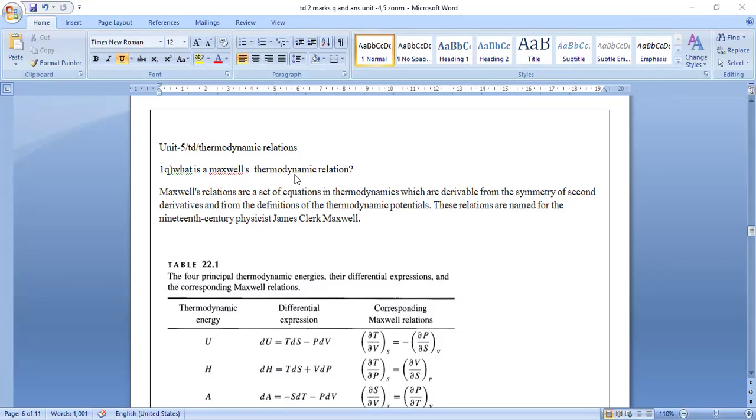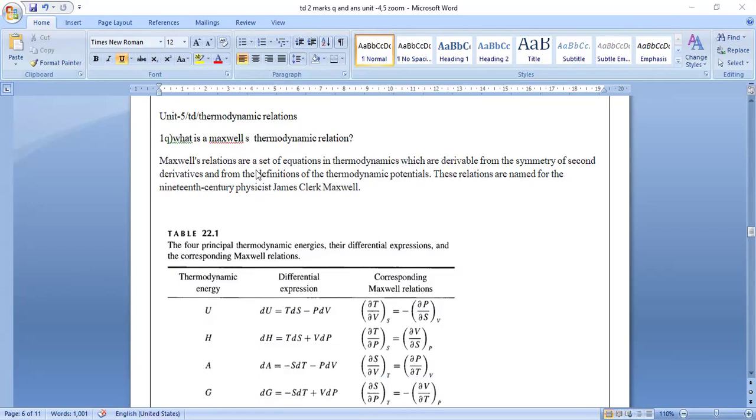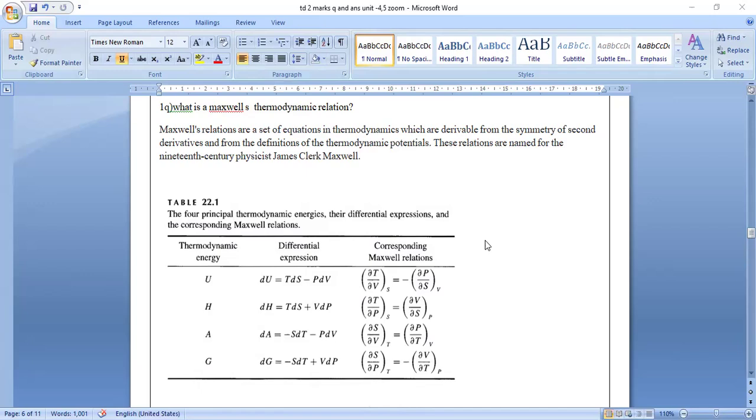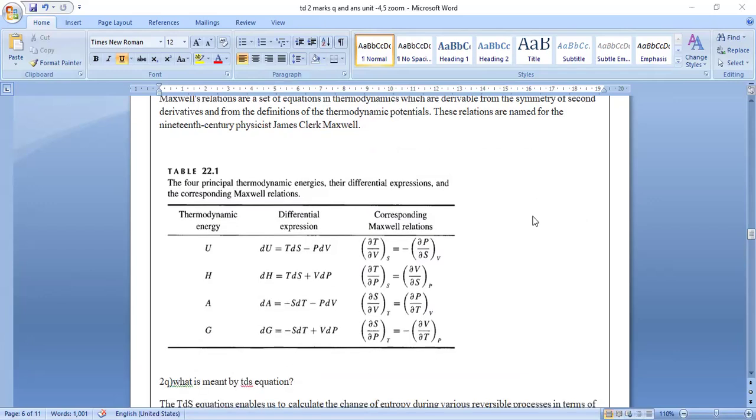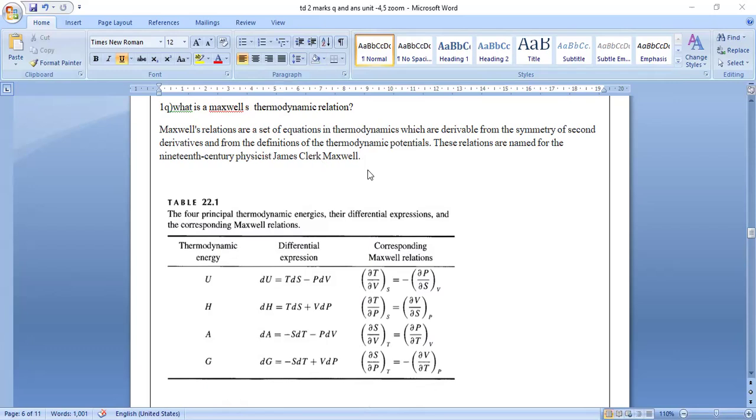The first one is the relation shown by this first scientist. What is Maxwell's thermodynamic relation? Maxwell's relations are a set of equations in thermodynamics which are derivable from the symmetry of second derivatives and from the definitions of the thermodynamic potentials. These relations are named for the 19th century physicist James Clerk Maxwell.